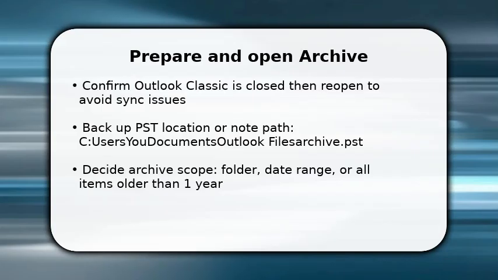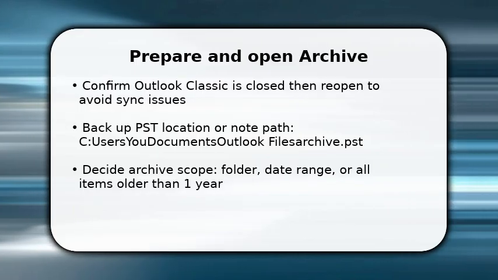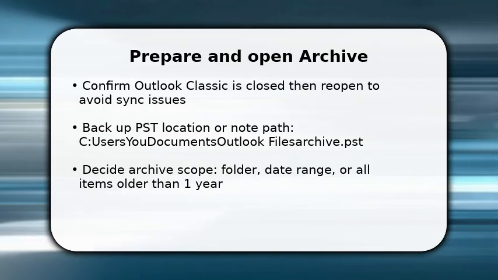You start by opening Outlook Classic and confirming your mailbox is fully synced. This avoids missing items. Next, you decide what to archive: a folder, a date cutoff, or everything older than 1 year, and note or back up the PSD path so you can restore if needed.